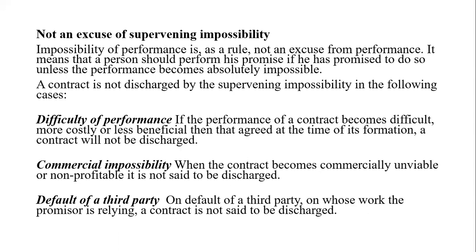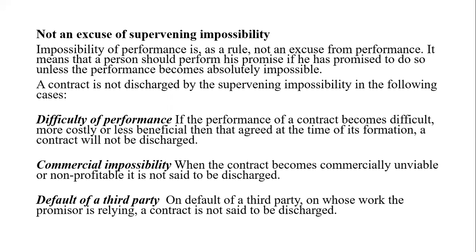Now, what are the cases where there will be no excuse for supervening impossibility? The first one is the difficulty of performance. If the performance of a contract becomes difficult, more costly, or less beneficial than agreed at the time of its formation, the contract will not be discharged.